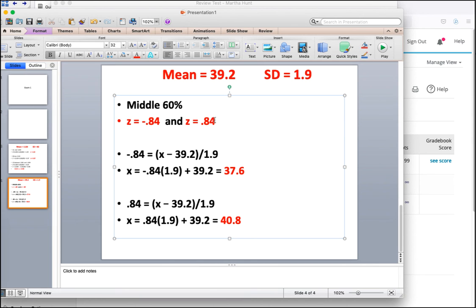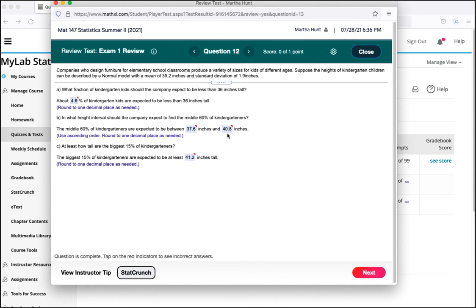What about the height corresponding to 0.84? Again, cross multiply and then add 39.2, and we get a height of 40.8. So 39.6 and 40.8 mark off the middle 60%. And there we have it.